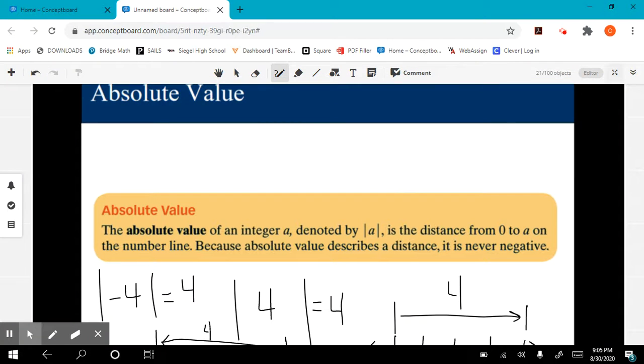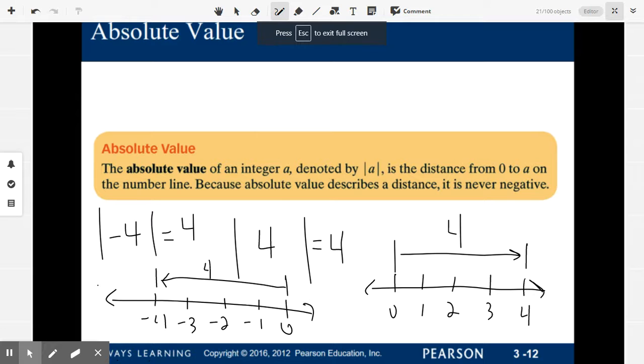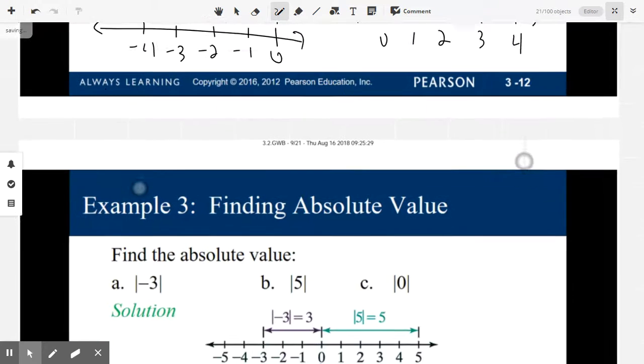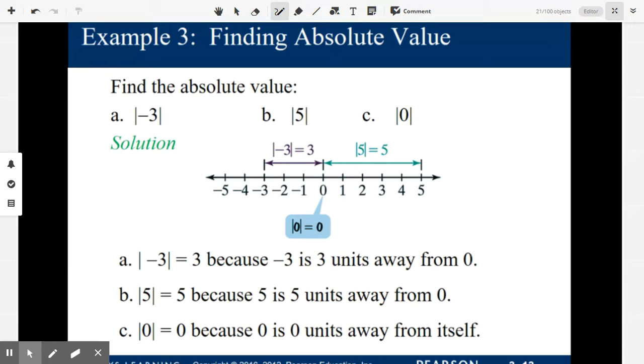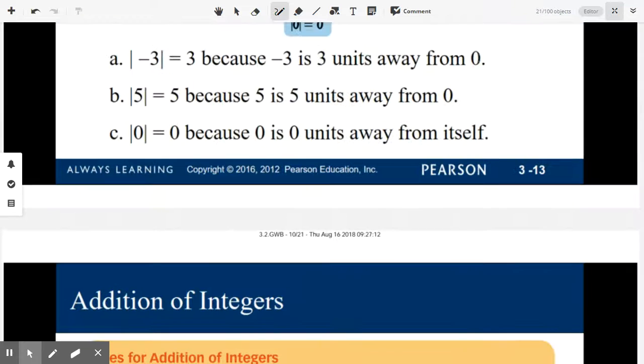Let's go back to this. So, absolute value. Here, find the absolute value. How far is -3 from 0? Well, it is 3 units. 5 is 5 units from 0, and 0 is 0 units from 0. So the absolute value always gives you a positive result because it's a distance. Distances are measured in positive numbers.